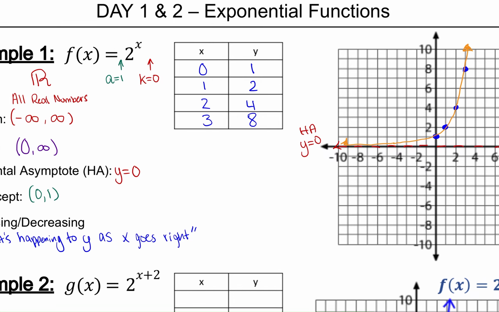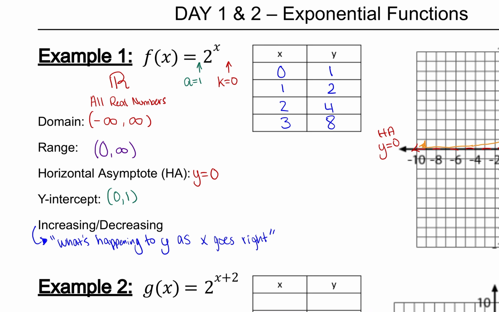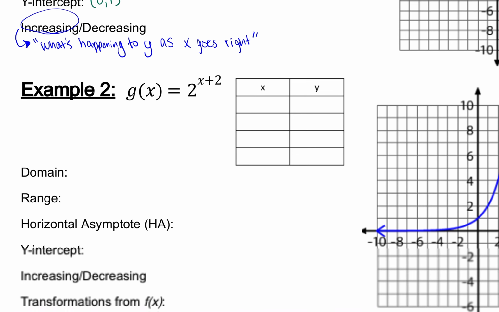So looking at this graph right here, notice as we go further and further to the right-hand side of the graph that we have in yellow, the y values are going upwards. They're increasing. So hence we can indicate that this graph is going to be an increasing graph, an increasing function. Okay, let's go ahead and move on to the next question.